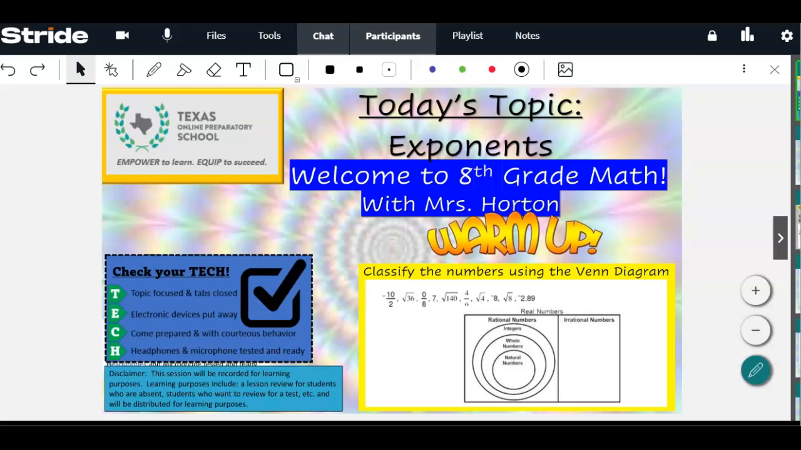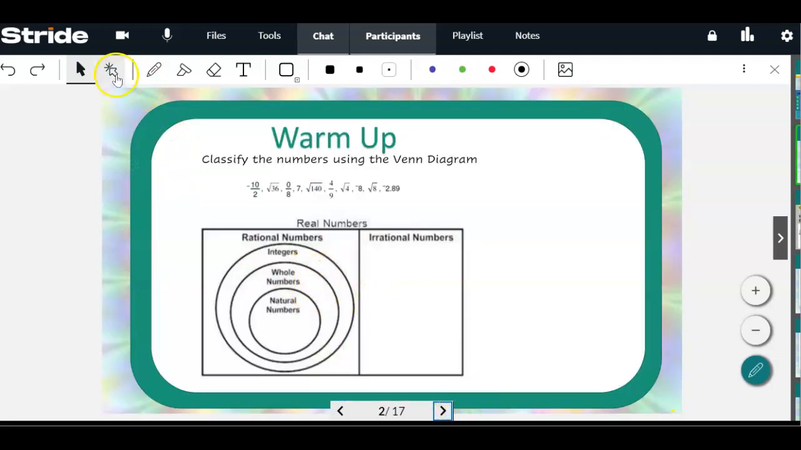All right, so this lesson is 1.07 exponents. We're going to start with a warm-up. It's a review of classifying the numbers using the Venn diagram. That was a lesson that we covered last week, so hopefully you've got that down, but just a little bit more practice. So we have the set of real numbers.